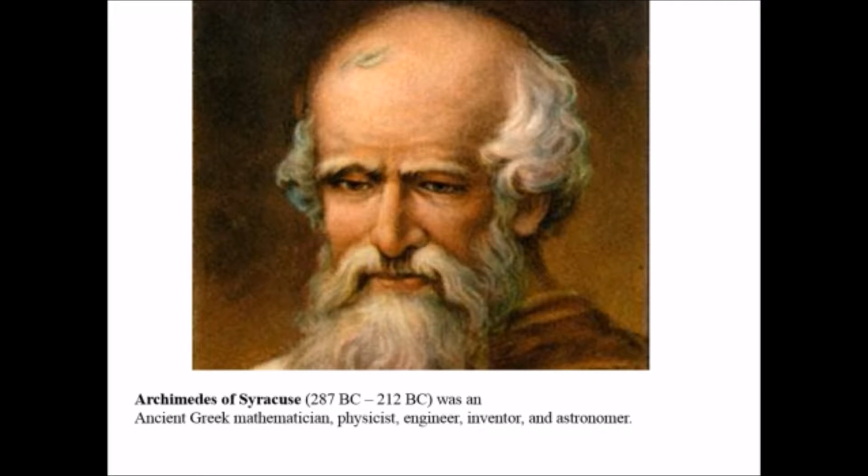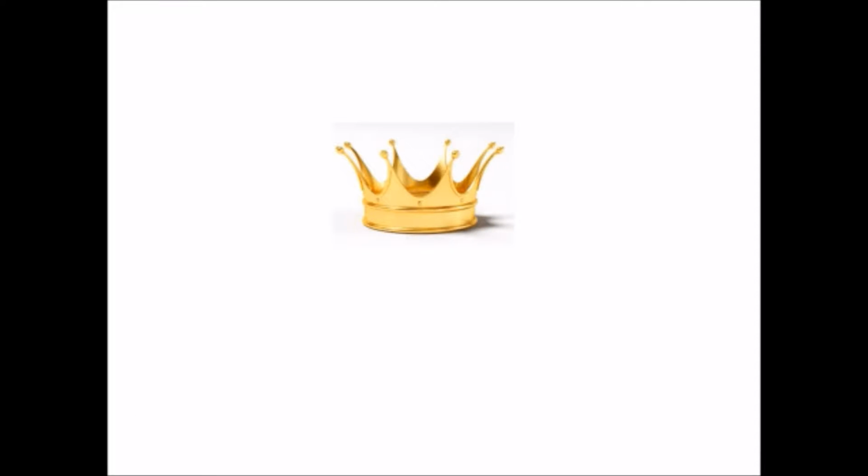The scientist Archimedes was from Syracuse and he was born in 287 BC. He was a great mathematician, physicist, engineer, inventor and astronomer. Once a king called him to find out the purity of his crown. Actually, the king suspected that the goldsmith had stolen some of the gold and mixed some silver in it.